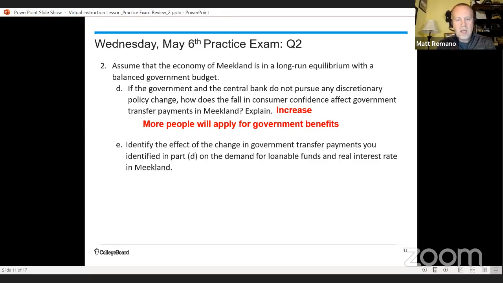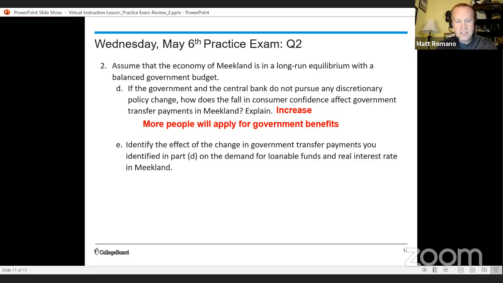So as people are applying for those government benefits, such as unemployment compensation, that is a transfer payment, and we see an increase in transfer payments. That is a normal thing to happen during any recession. Anytime output is falling and people are out of work, we see an increase in transfer payments in the form of unemployment compensation.